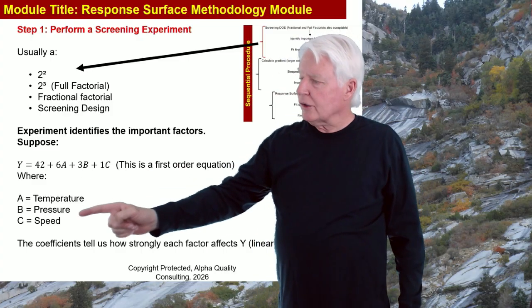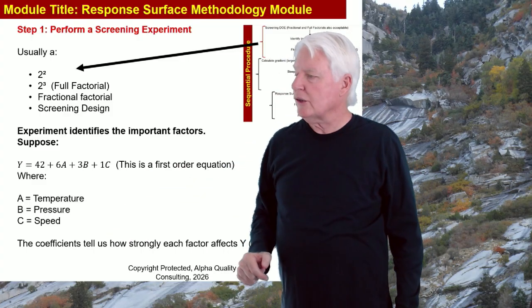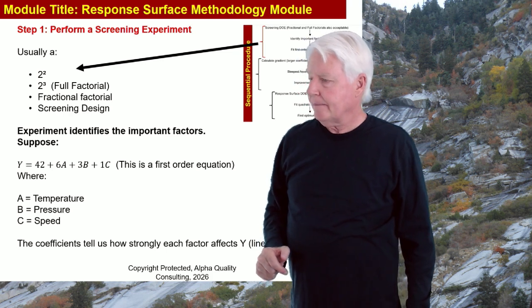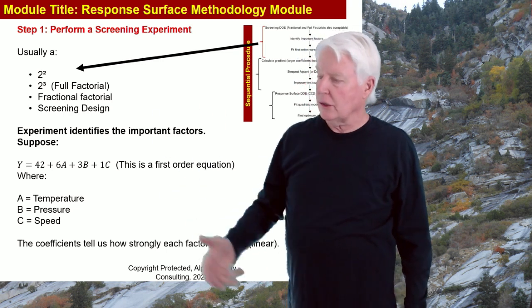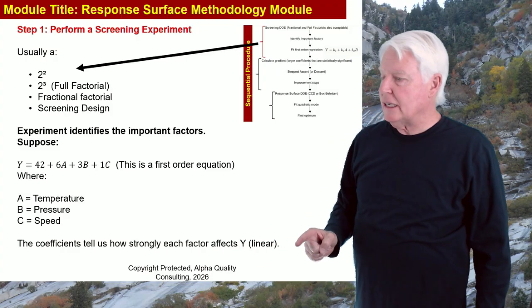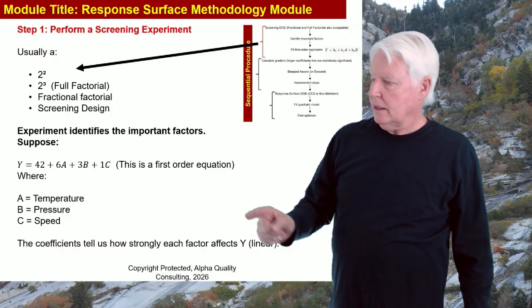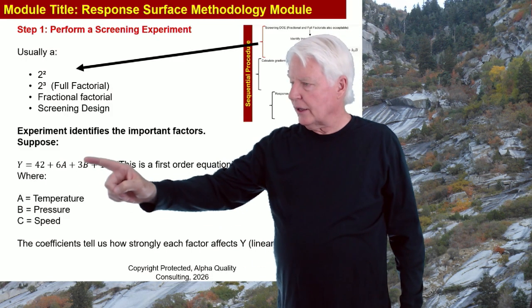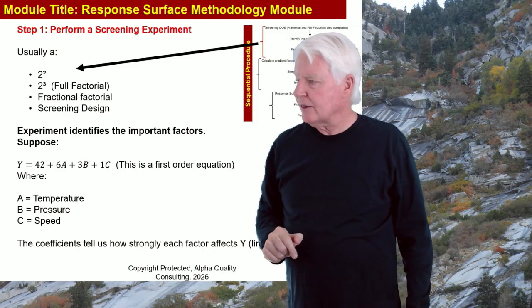Okay, where A equals temperature, B equals pressure, and C equals speed, let's say. And the output is yield. The coefficients tell us how strongly each factor affects Y. These coefficients tell you how big of an impact each has on Y.